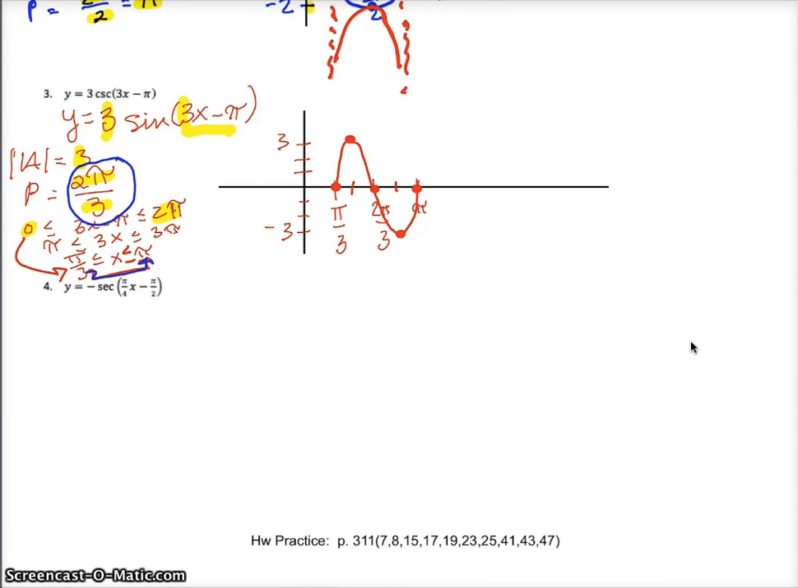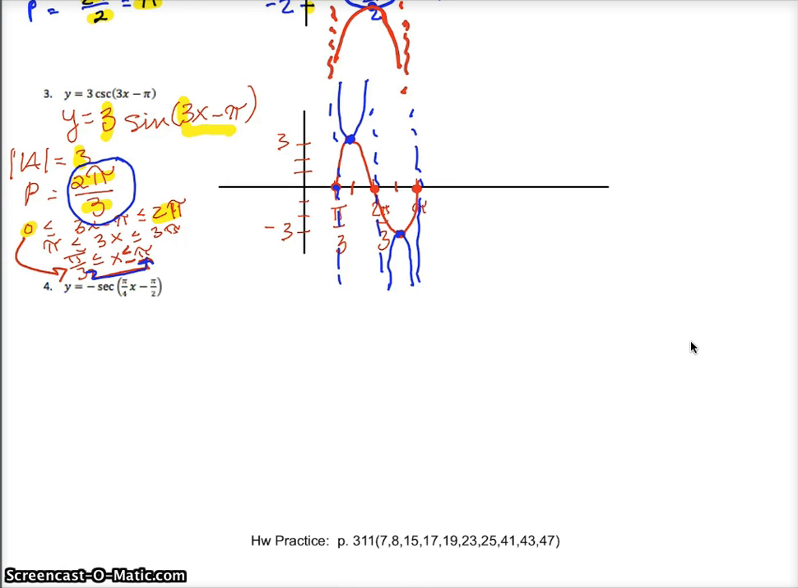So I've sketched the function showing the phase shift, and then our maximum of 3 and our minimum of -3. So remember, everywhere that sine equals 0, cosecant will be undefined, and we will show that with vertical asymptotes. Where sine opens down, cosecant will open up, and where sine opens up, cosecant, the reciprocal function, will open down.